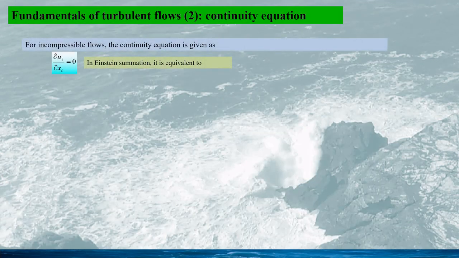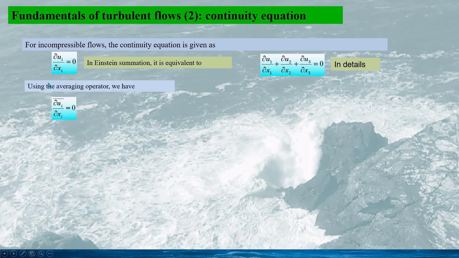To make the problem simpler, we consider the incompressible flows. Hence, the continuity equation can be expressed simply as this in Einstein summation. It is equivalent to this. Here, the double subscript i means the repetition from 1 to 3, given as this.